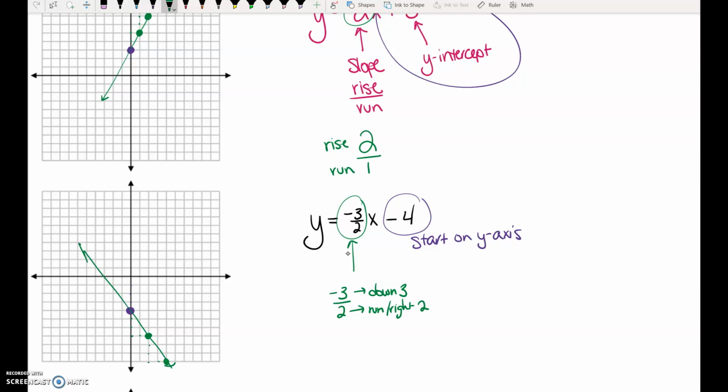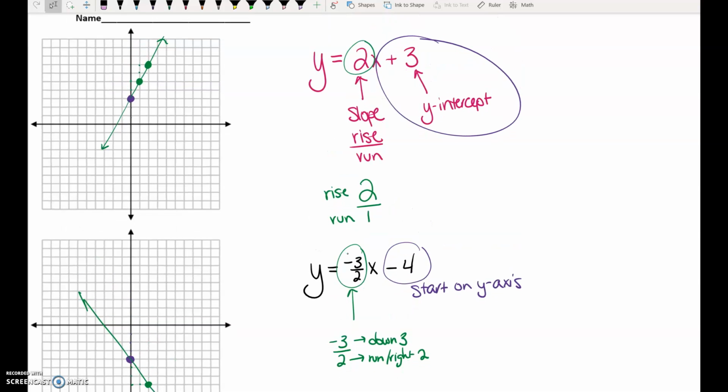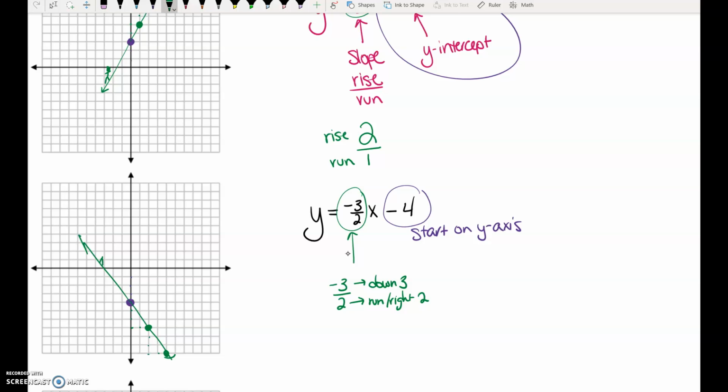So notice this first one had a positive slope, and it's like if you were walking on here, you'd be climbing a mountain. This one has a negative slope. If you were on here, you'd be like rolling down a hill.